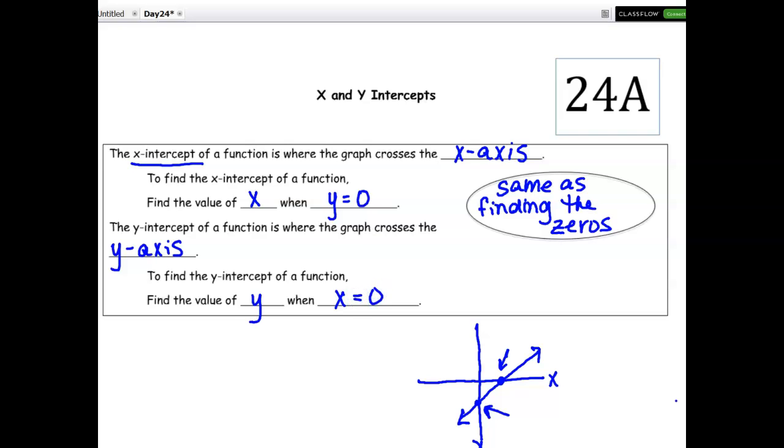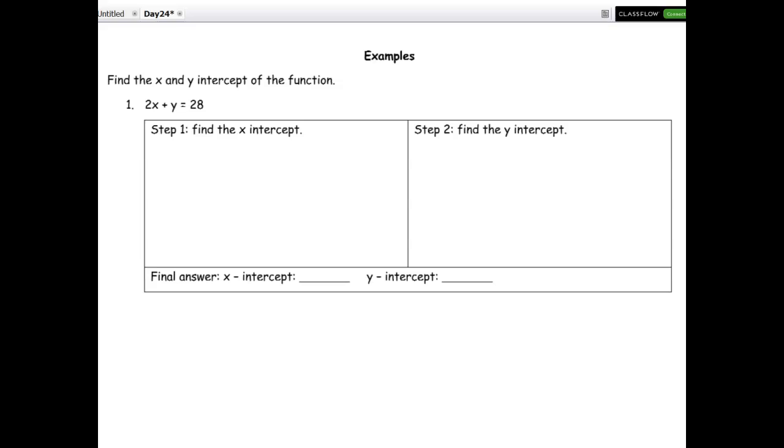Okay, so to do it algebraically, here we have an equation of a line. All right, it's 2x plus y is equal to 28. Okay, we're going to find the x-intercept. To do that, you'll see me do this a lot. I'm going to say let my y be 0. Okay, just keeping myself organized. So to find the x-intercept, we let the y be 0.